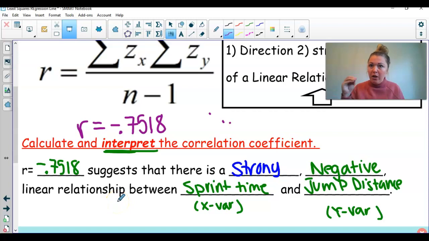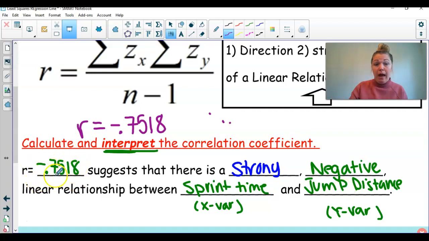Correlation coefficient only works with a linear relationship. We do not use correlation coefficient to describe a curved relationship, okay? Only a linear relationship. The linear relationship between sprint time and jump distance. Please star this in your notes. You're going to use this template every single time, so you're basically just filling in the blanks.